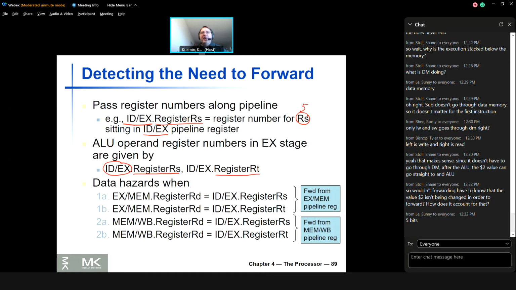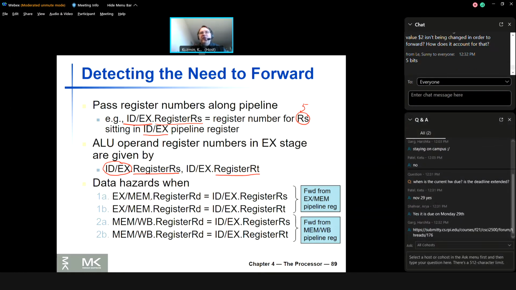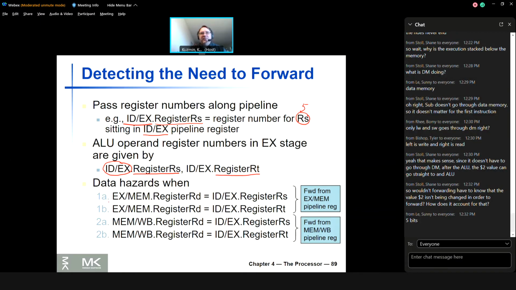Now we can classify all the cases which lead to data hazards into two categories, and then there will be two subcategories inside each category. If we have in the EX/MEM register the destination RD, which is the same as either RS or RT of the instruction sitting in the ID/EX register, that's a hazard, something that would require forwarding.